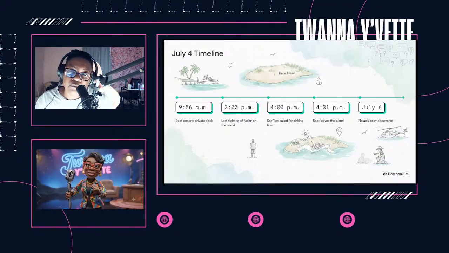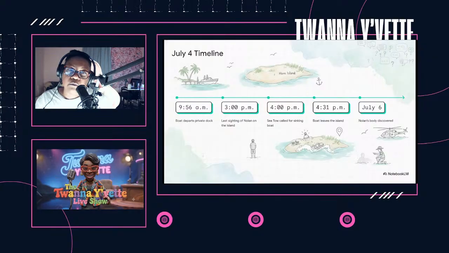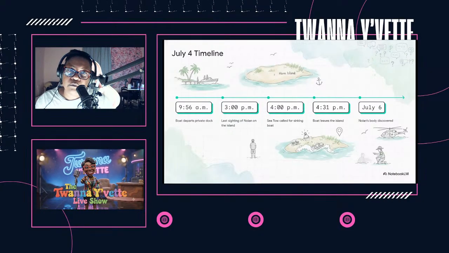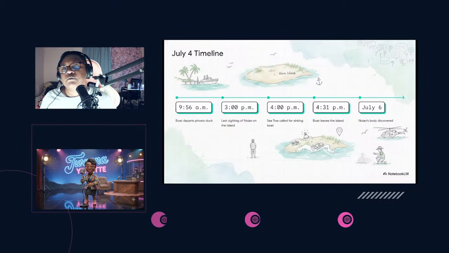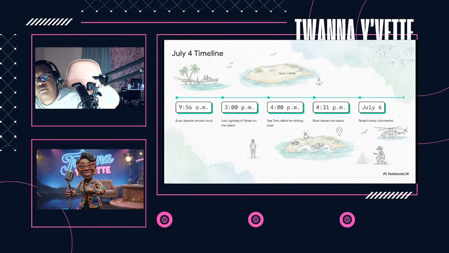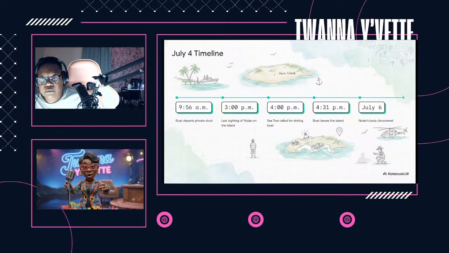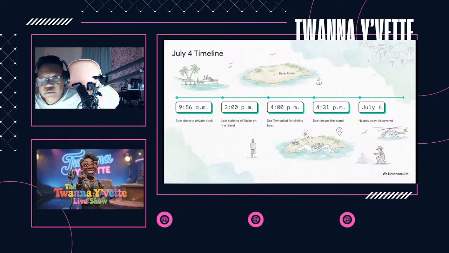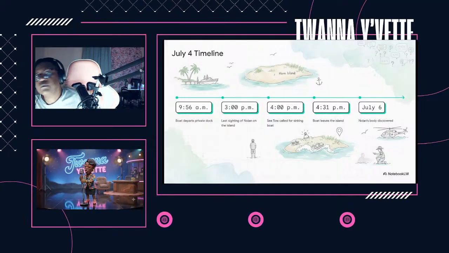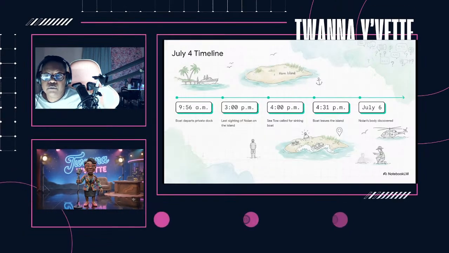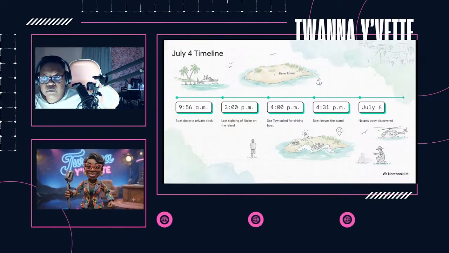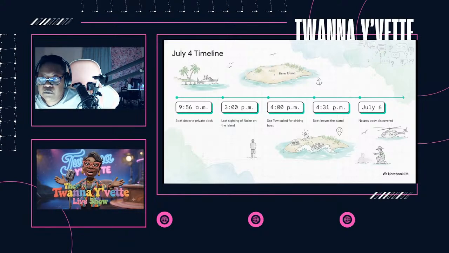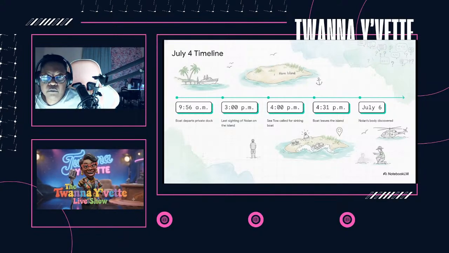Before we try to unpack all these conflicting narratives, look at the verifiable timeline. These are the data points that set the absolute boundaries for when Nolan went missing. So, at 9:56 a.m. on the morning of July 4th, the boat carrying Nolan and a group of his friends departs from a private dock in Ocean Springs, Mississippi. Just over an hour later, they arrive at Horn Island, which is this remote barrier island about 10 miles off the coast. Now, fast forward to the afternoon.